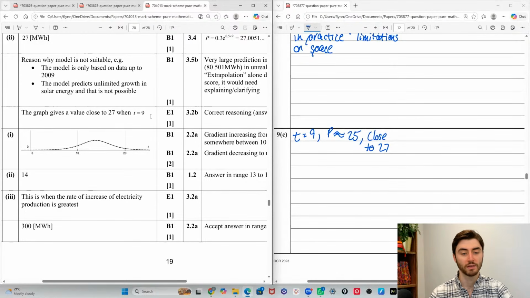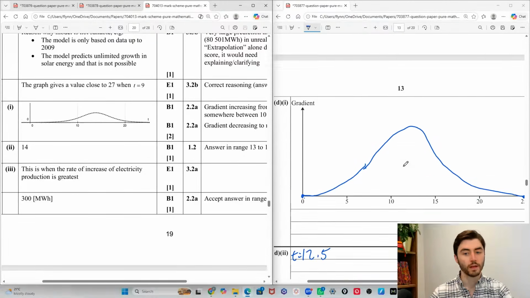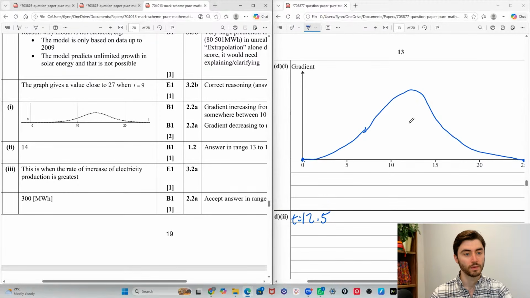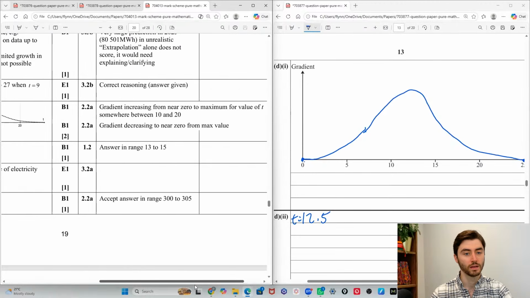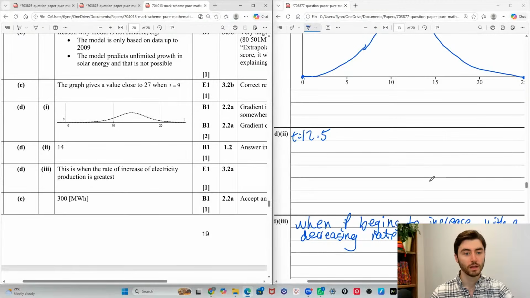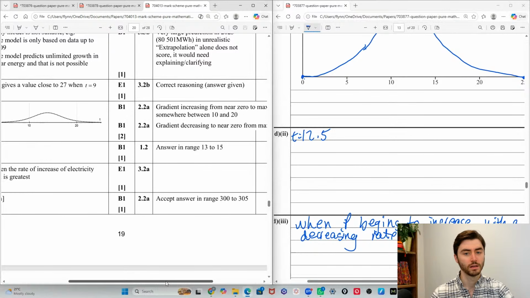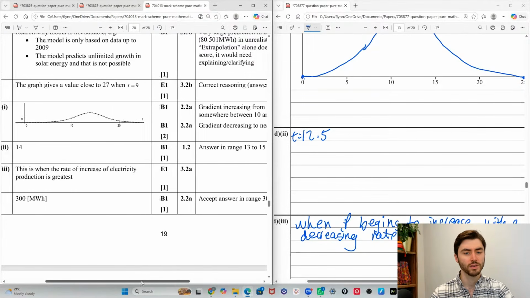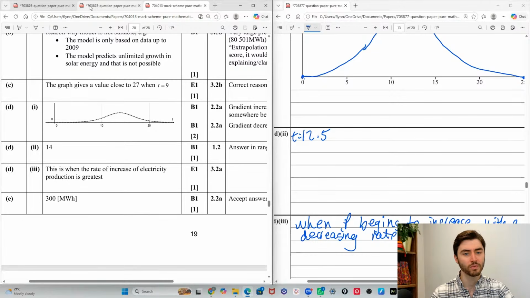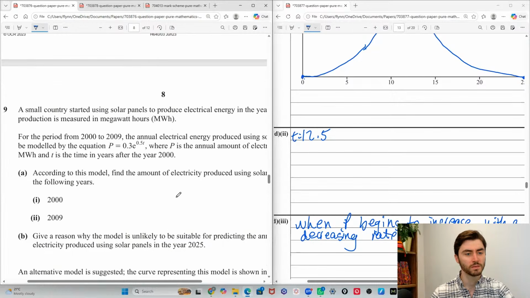Gives a value close to 27 when t equals 9. Good. So you get some sort of thing like this. Gradient increasing. Why would it be 14? Answer in the range 13 to 15. So I got that wrong. Why did I get that wrong? I assumed it was symmetric. Is it not?